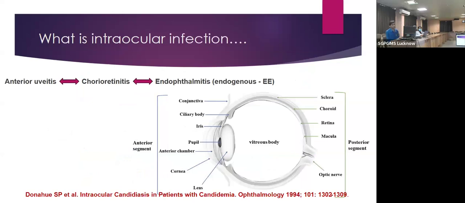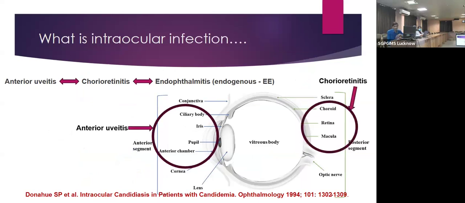Now, the intraocular infection can be in the form of anterior uveitis, that is, if the ciliary body, iris, pupil, or anterior chamber is involved, it is anterior. If anything happens to these three structures, that is choroid, retina, or macula, that is chorioretinitis or posterior involvement. And involvement of the vitreous body in the inflammation is endophthalmitis.